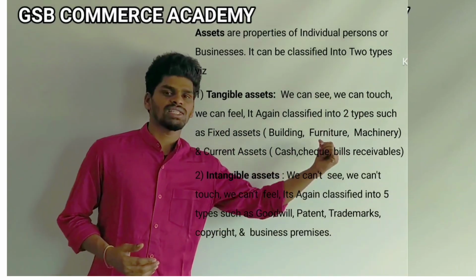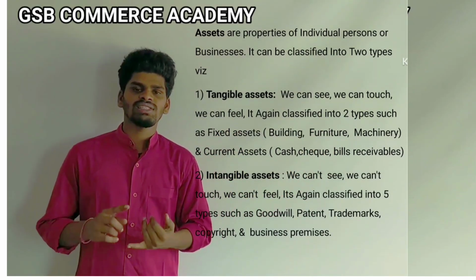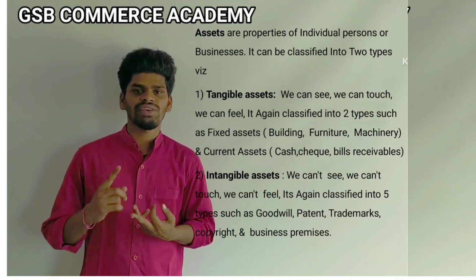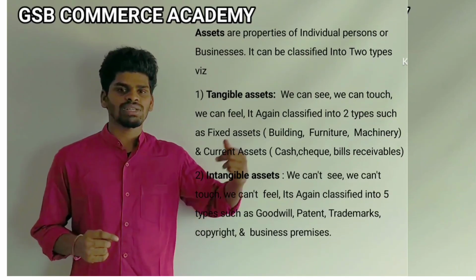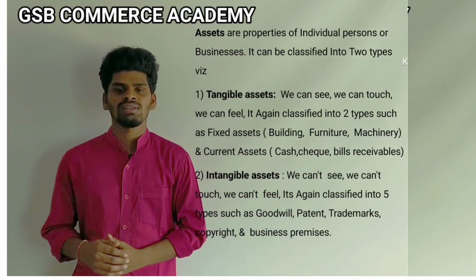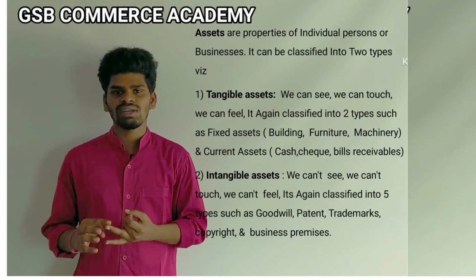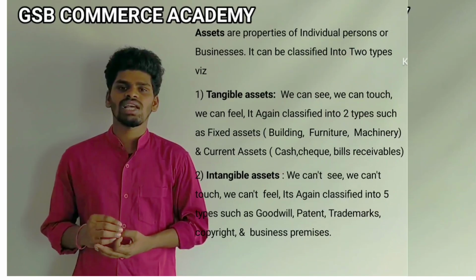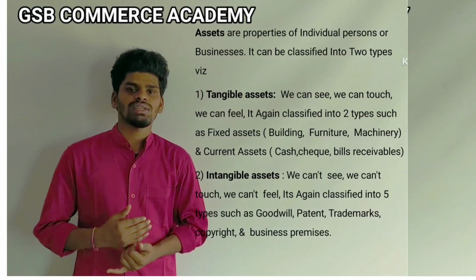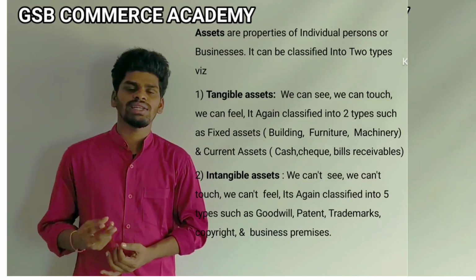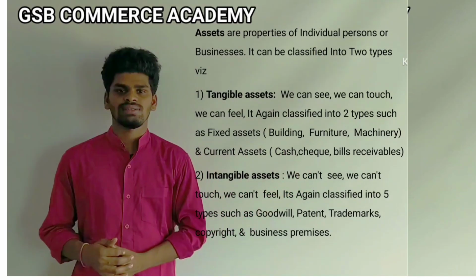Tangible assets and intangible assets. Tangible assets are those we can see, touch and feel. Such types of assets are called tangible assets. But what is the meaning of intangible assets? Intangible assets are those we cannot see, we cannot touch, we cannot feel. Such types of assets are called intangible assets. The tangible assets can be classified again into two types, that is, fixed assets and current assets.